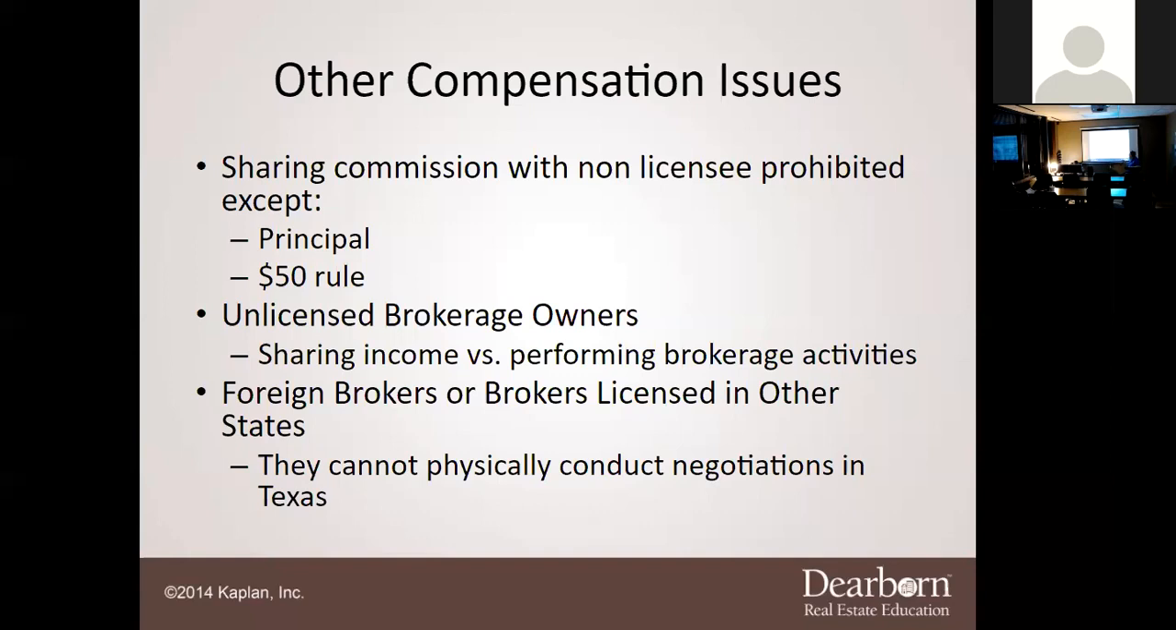Unlicensed brokerage owners sharing income versus performing brokerage activities. There can be in certain situations. Like I said earlier, Mr. Eugene, Miss Linda, and myself are all on my brokerage. Okay. Although I am the lead person, I can share profits with my parents. Okay. However, they cannot be for services of performing brokerage activity.